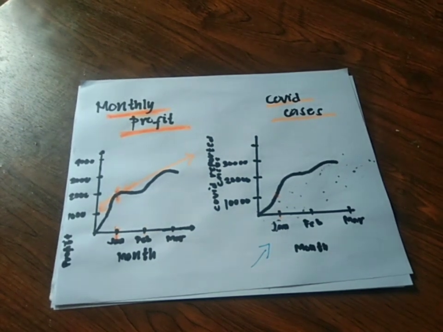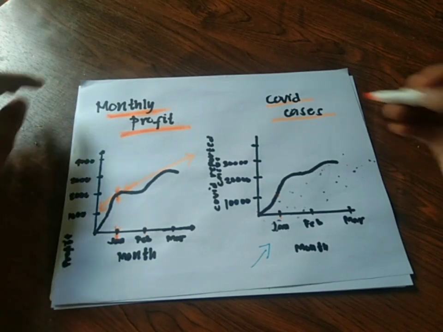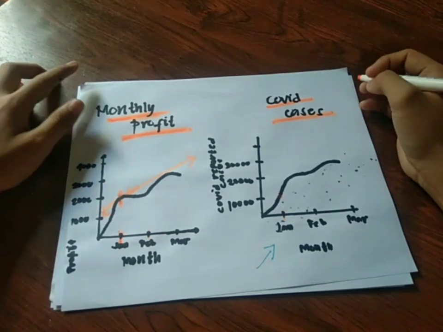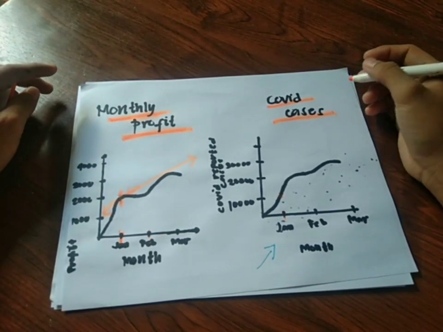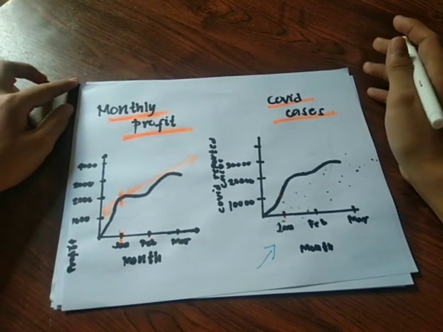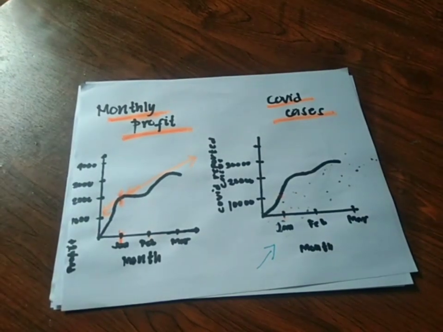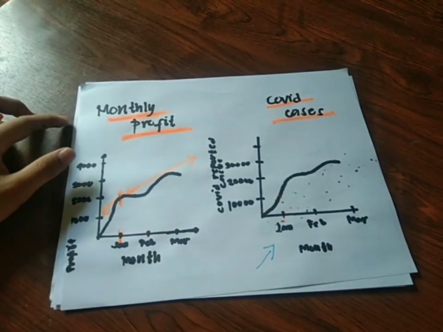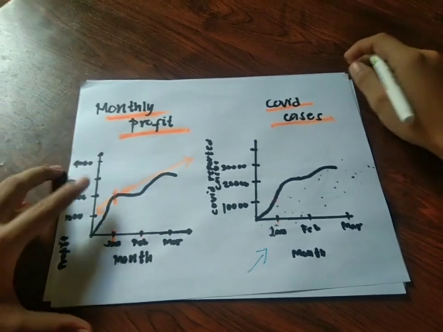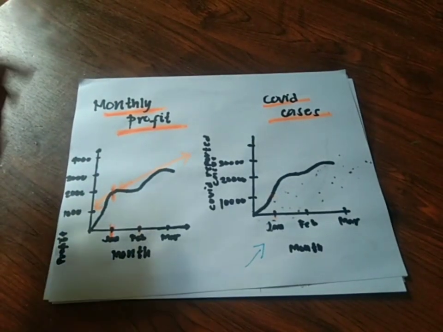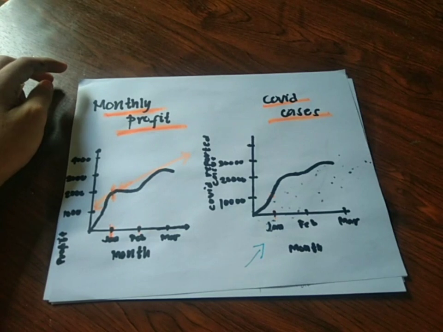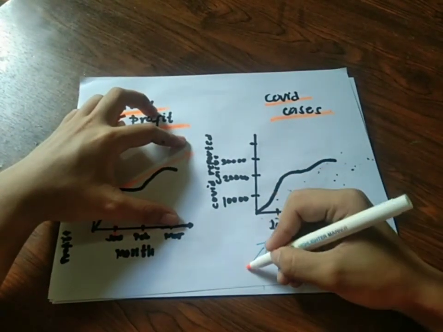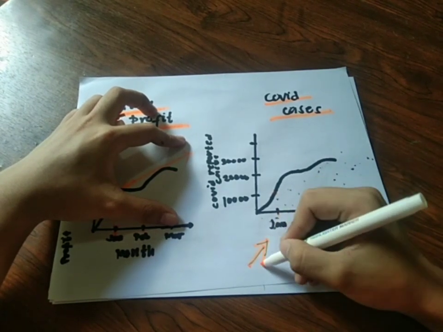Another example is recording the COVID cases in the field of medicine. This is actually done by WHO, the World Health Organization. When they are recording the COVID cases, they will know if there's an instantaneous rate of change in the COVID cases with respect to the x-axis, or to the time.